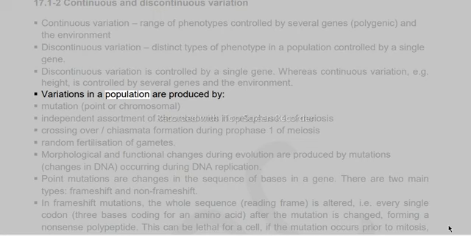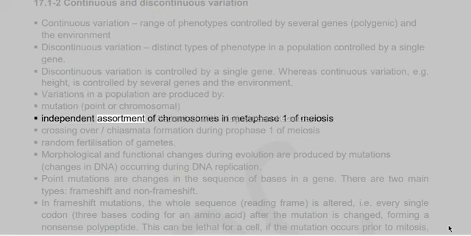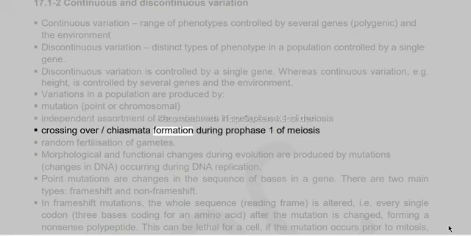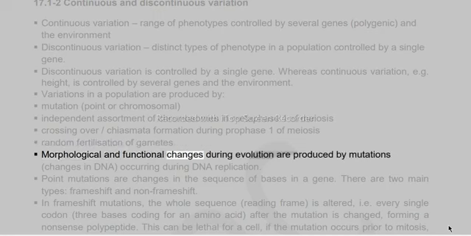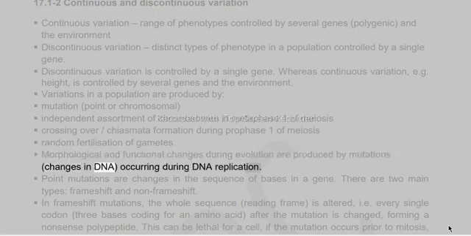Variations in a population are produced by mutation, point or chromosomal; independent assortment of chromosomes in metaphase I of meiosis; crossing over, chiasmata formation during prophase I of meiosis; and random fertilization of gametes. Morphological and functional changes during evolution are produced by mutations, changes in DNA, occurring during DNA replication.